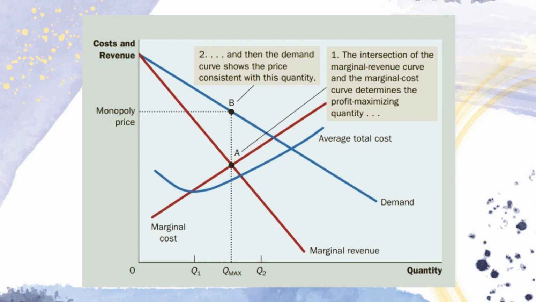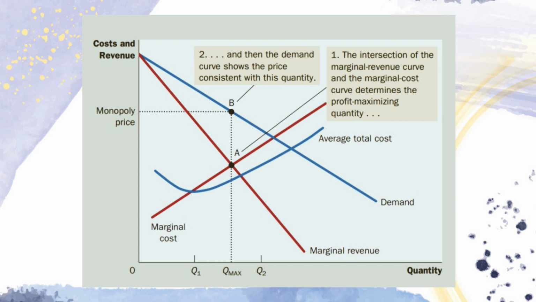A monopoly maximizes profit by choosing the quantity at which marginal revenue equals marginal cost, that's on point A. It then uses the demand curve to find the price that will induce consumers to buy that quantity, on point B.